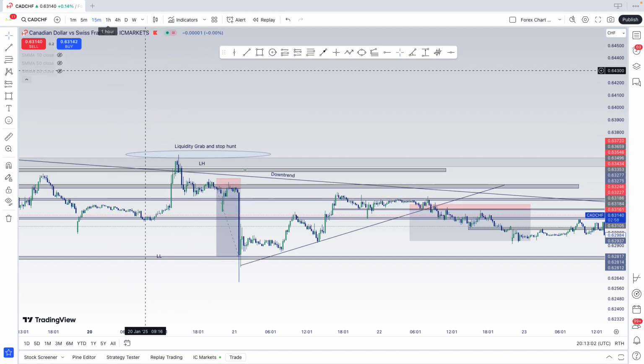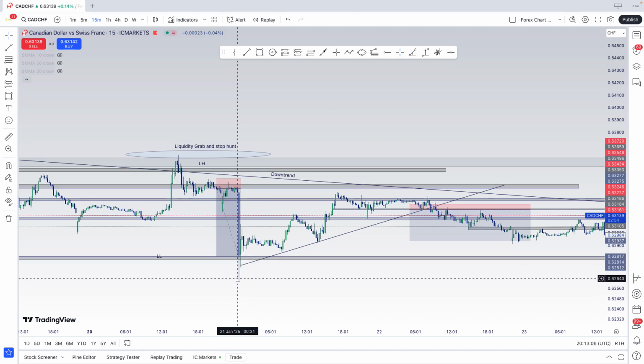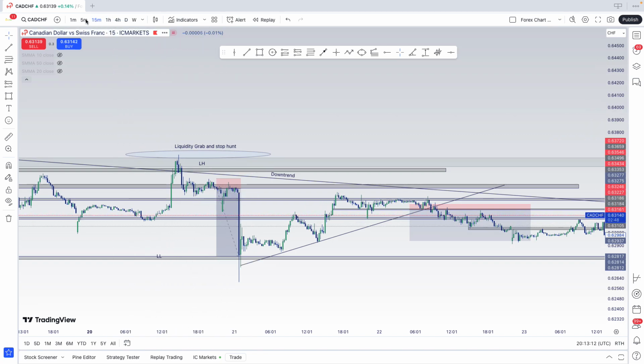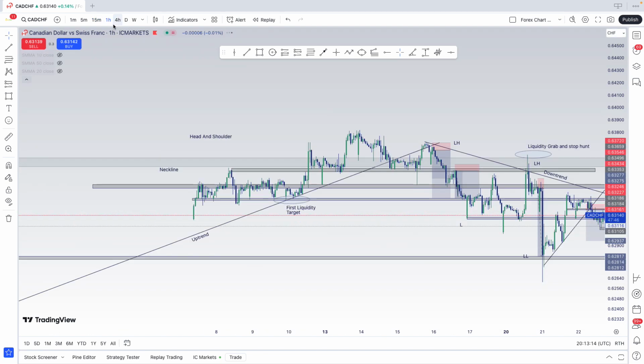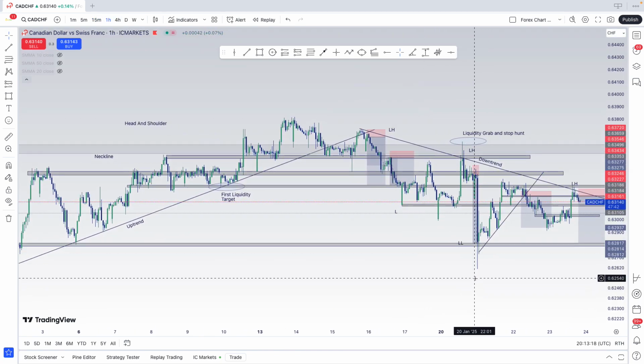Fortunately, Donald Trump mentioned the Canadian tariffs, and price just fell straight down. Literally, I was in the trade for about an hour and made like a 54 pip move. It was absolutely lovely. But what we can see here on the hourly is that price has actually tried to close below this level, and it's not able to.